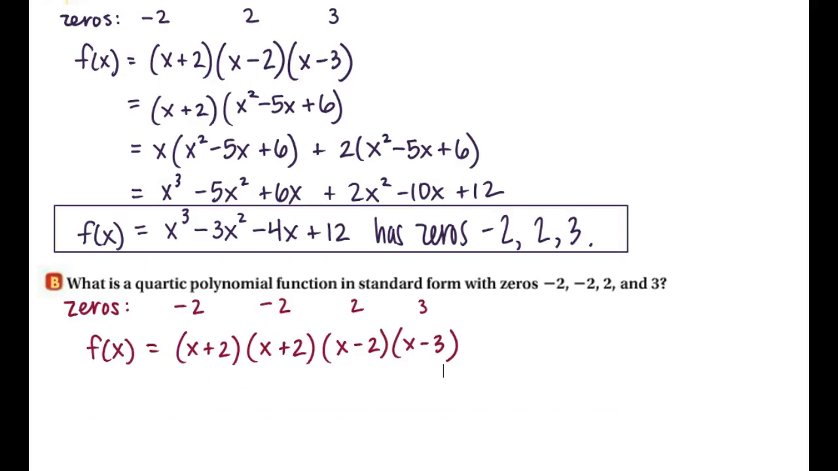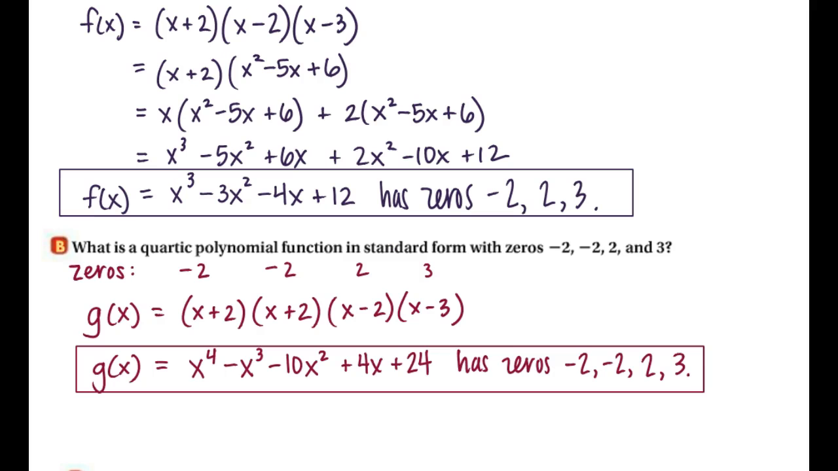Part B is asking us to determine what the quartic polynomial function is in standard form with the zeros negative 2, negative 2, positive 2, and 3. So the process is very similar to Part A. I write out the zeros, and then from there I'm writing out the linear factors. So I have x plus 2 times x plus 2 times x minus 2 times x minus 3.